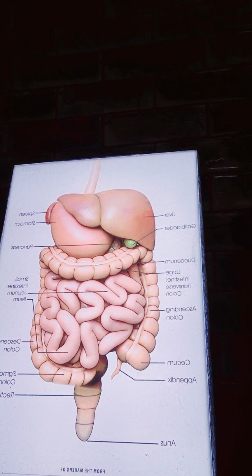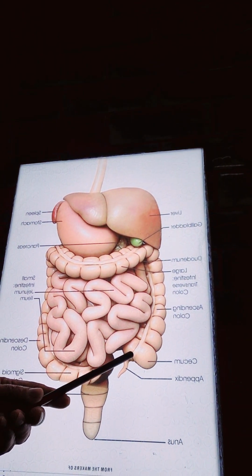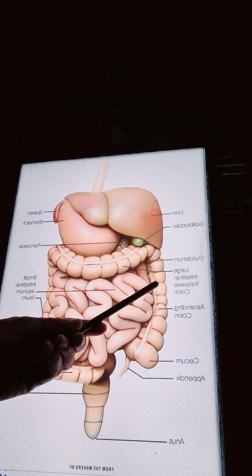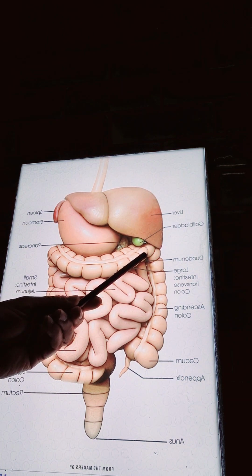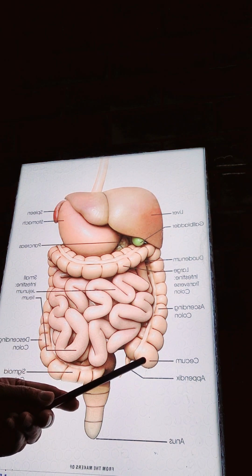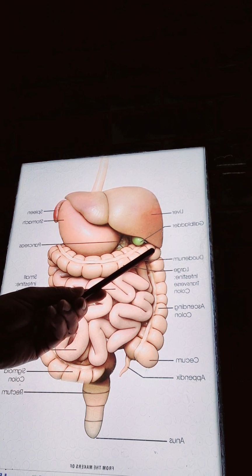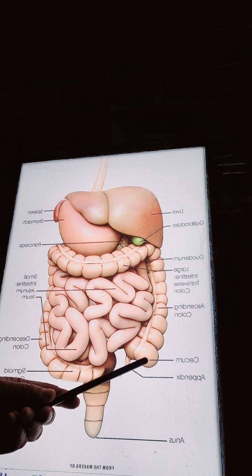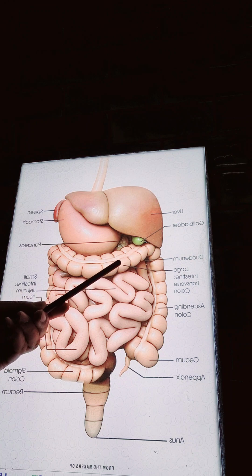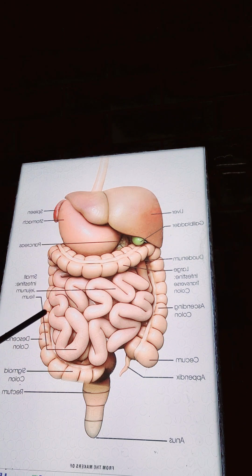here. In this photograph, this is the right side of the colon, this part. This is the right colon, also known as the ascending colon. This is the large intestine, ascending colon. This is the transverse colon, and then the descending colon and sigmoid colon, and then the rectum.